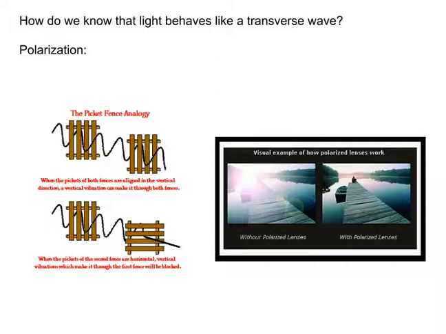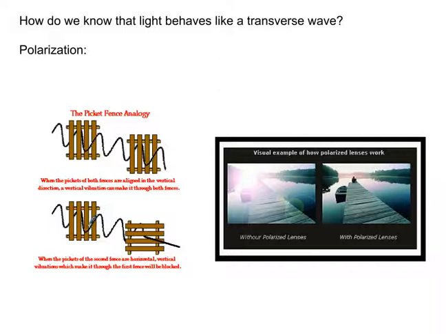We know that light behaves as a transverse wave because we can polarize it. Light normally coming off of sources is not polarized, which means that the waves are arranged in all sorts of directions, but we can pass those through polarizing filters, which then make it so only one direction can get through. A picket fence analogy is oftentimes used. If I have two picket fences that are lined up in the same direction, the wave can get through. But if I line up fences perpendicular to each other, the wave can get through the first one because it's lined up with it, but it can't get through the second one.